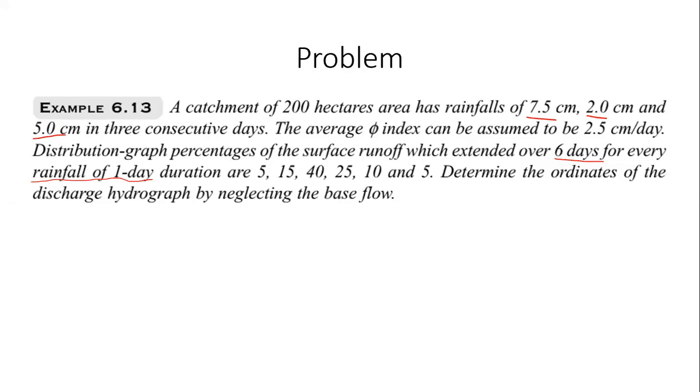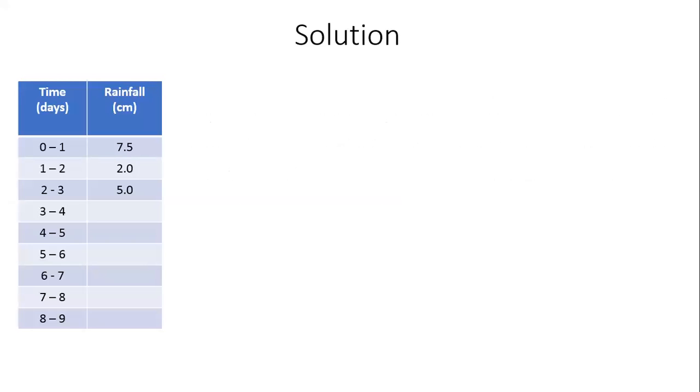All right, so let's go over the solution procedure. This is the information that's given to you. We go from time 0, or the first day, to 9 days. Why do we go to 9 days? Lag by 3 days. Yes. Because every day of rainfall produces 6 days of runoff, and you have rainfall for 3 days, so you'll produce 9 days of runoff. That's how you can think of it.